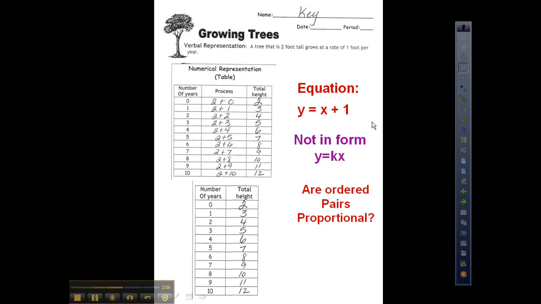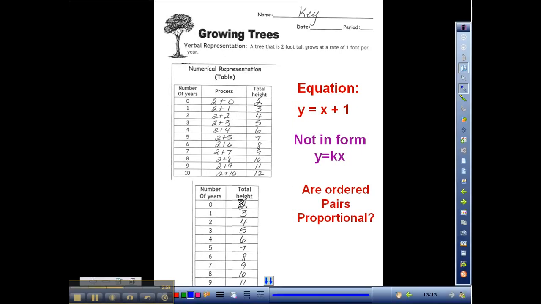Are the ordered pairs proportional? Let's pick this one and this one. What's 1 times 5? 5. What's 3 times 3? 9. Cross products aren't equal here.